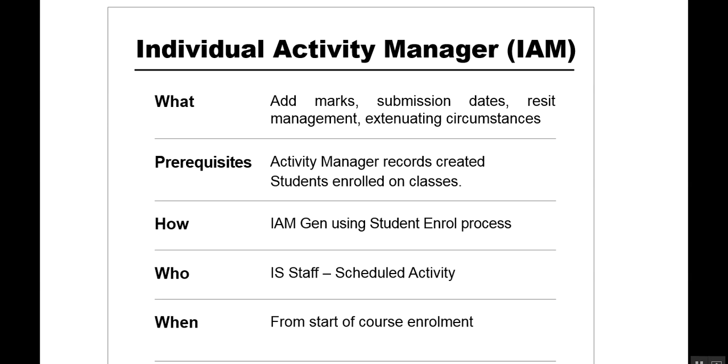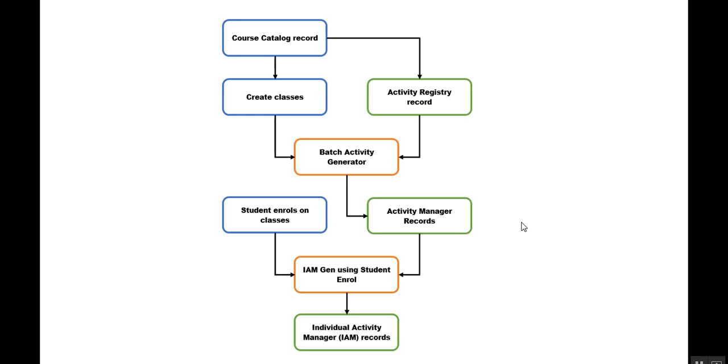Okay, so those are the three key records and how and why they're used. So I've got a little diagram here to run through prerequisites and how we work down the process. So first of all, we've got to have a course catalog record. And from that, we create our activity registry record. Then we have to create classes for that course in a particular year. We bring these two records together using the batch activity generator, and we create our activity manager records.